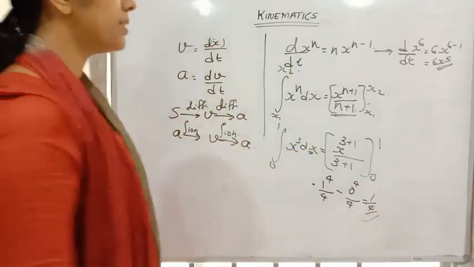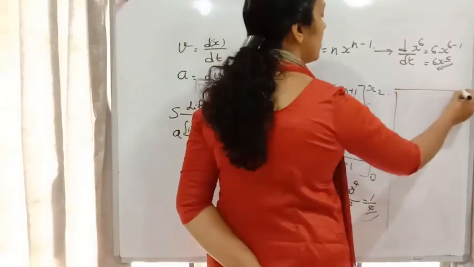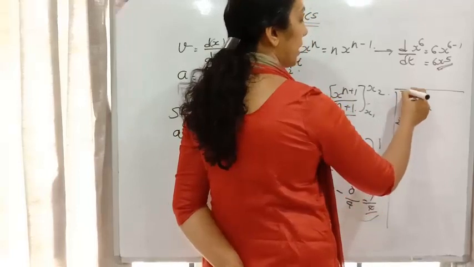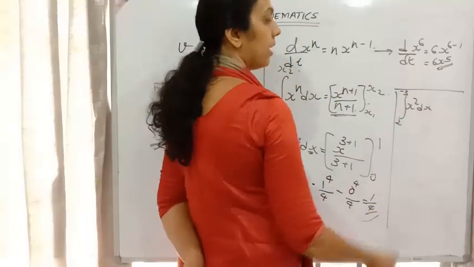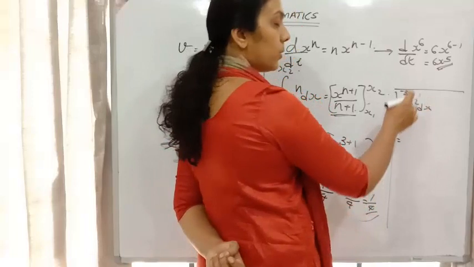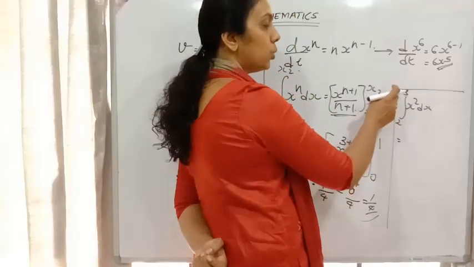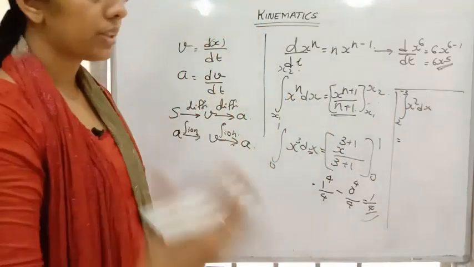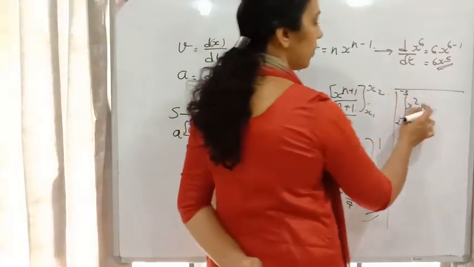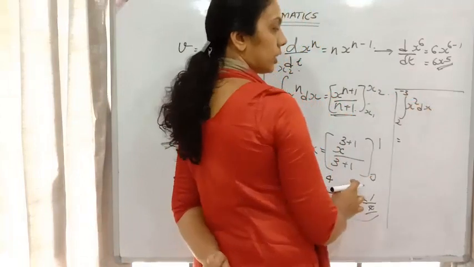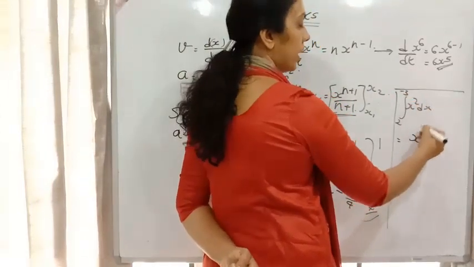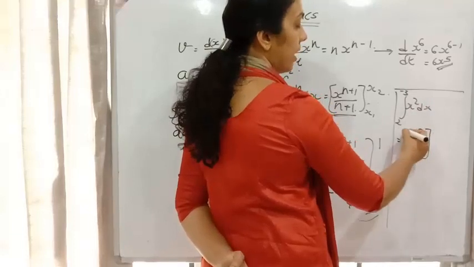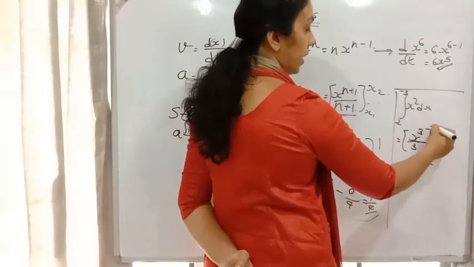Okay, so this integration, once more I will tell you. See, the integral of x square dx, from 2 to minus 3. Suppose it is like this, then x is varying from 2 to minus 3, and the function is x square dx. In such cases, first we should find the integral of x square dx, which is x to the power n plus 1 divided by n plus 1. Then apply the upper limit and lower limit.